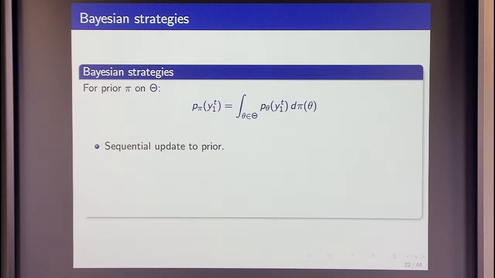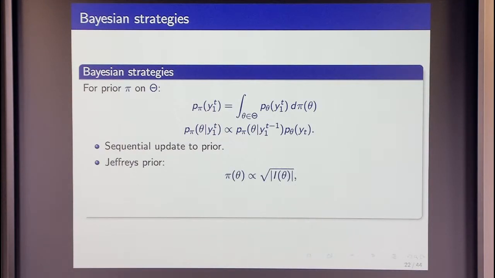And of course, we have the nice Bayesian machinery, right? We can sequentially update our prior given one more piece of information. We just multiply whatever the prior has become by the likelihood to get the posterior. So that's again a simple update. I want to highlight that Jeffreys prior is going to feature here. The Jeffreys prior is the one that's proportional to the square root of the determinant of the Fisher information. And that's something that has been widely studied.